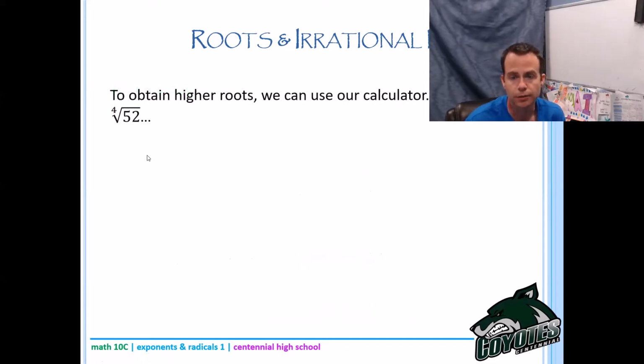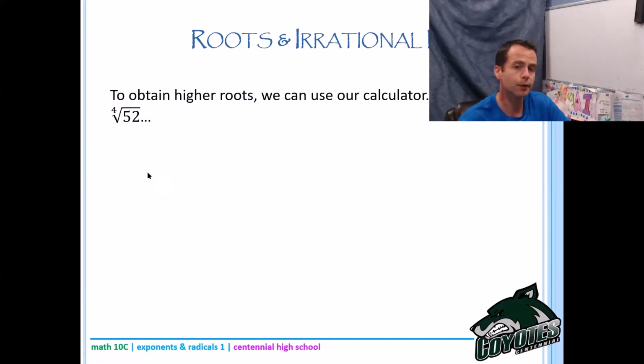Okay, now we talked in that first lesson about getting square roots and where the square root button was on your calculator. And we talked about cube roots and where the cube root button was on your calculator. Now we want to look at higher roots. So maybe it's a fourth root or a fifth root or a sixth root. To do that, your graphing calculators are capable of doing that, and I just want to quickly review how to.